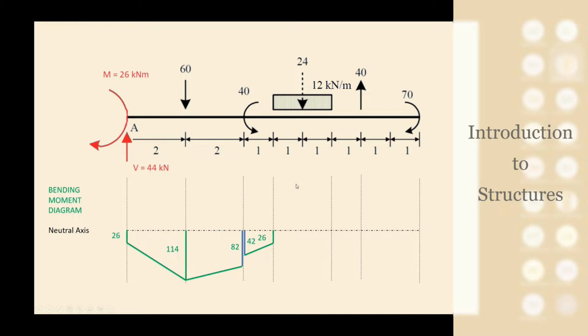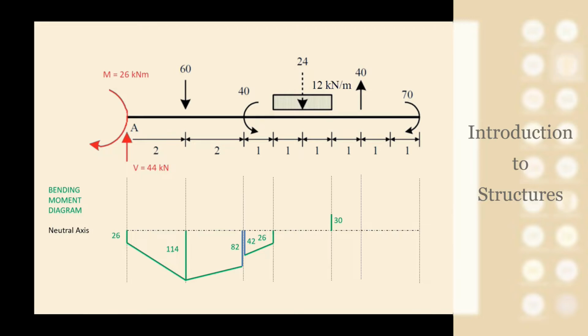The next point of interest will be the end of the UDL. If I am here now at the end of the UDL, I can do these two dots, this 30 I have calculated in here. The moment will be 26 plus 44 times 7 minus 60 times 5 minus 40 and minus 24 times 1, because I'm using the whole UDL at this point to calculate moments.